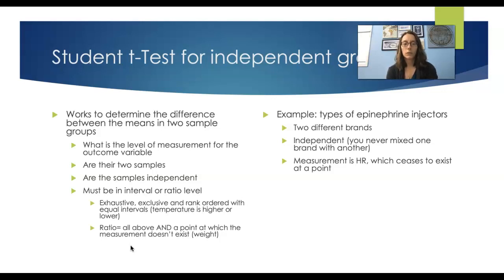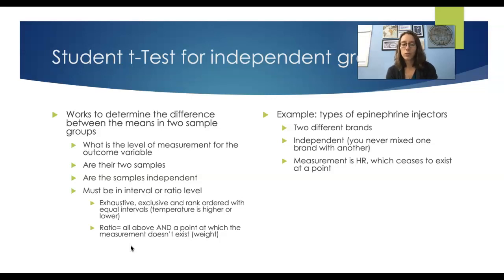So what is the level of measurement for the outcome variable? Are there two samples? You have to have two samples to complete this test. Are those samples independent of each other? And keeping in mind that independent means they're not connected in any way. And then they must be at interval or ratio level.